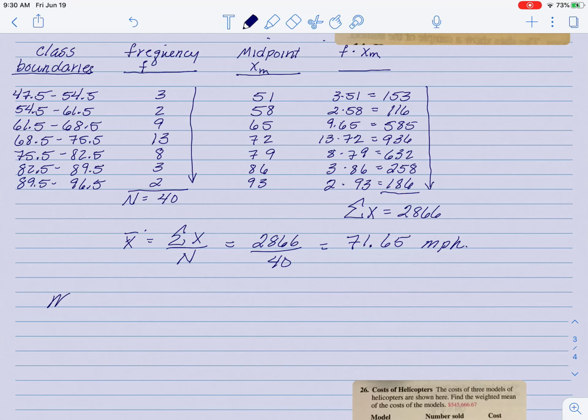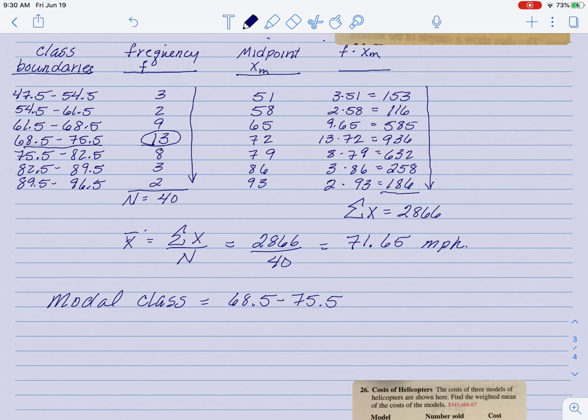Now modal class is a lot easier. Modal class is just the class, in this case the class boundaries, that contains the highest frequency. So the highest frequency is 13, so the modal class is 68.5 to 75.5. And that's our modal class.